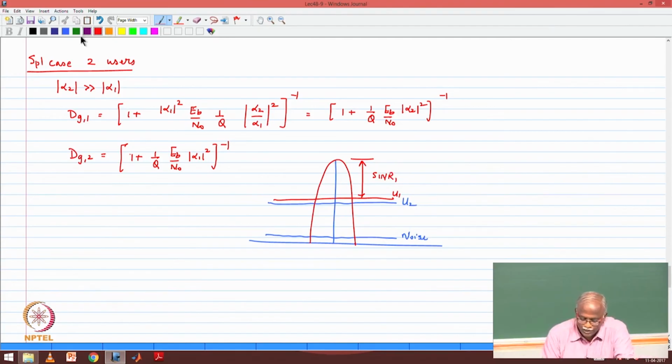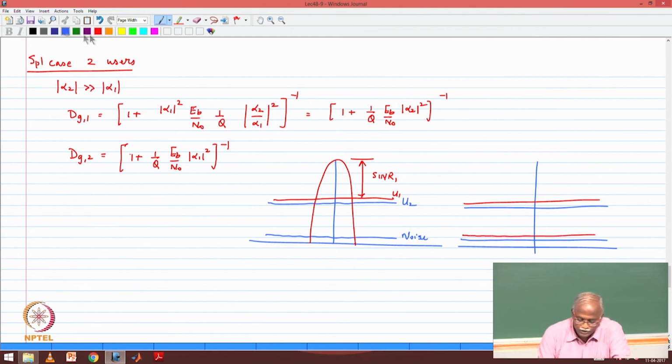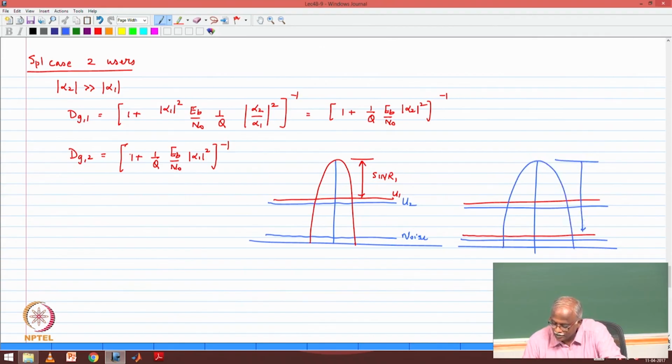On the other hand, when I try to despread user 2, you will notice that it is a very different situation. Noise is there, user 2 is there, this is user 1. If I remove user 2 from the picture, user 1 moves over here, the blue signal gets despread, the SINR is sitting here, SINR of user 2. Okay. Now if user 2 increases its power even more, who is going to get hurt? User 1 is going to get hurt, user 2 is not going to get hurt, user 2 is quite happy.